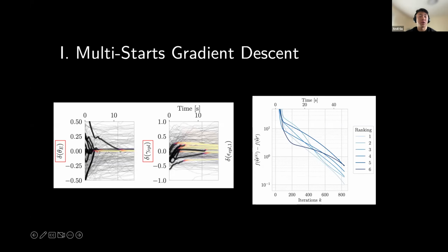Okay, so how well does this actually work in practice? Let's look at an example system. On the left, I've shown the trajectory for two parameters, or specifically the error trajectory of two parameters with respect to time or the number of gradient descent iterations. The solutions that have been bolded are the ones that converge to the correct solution.